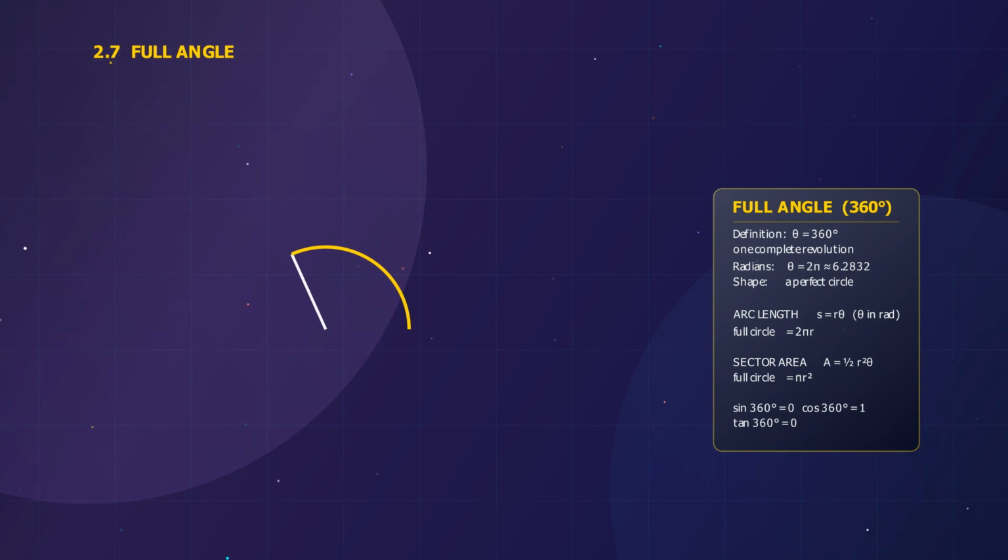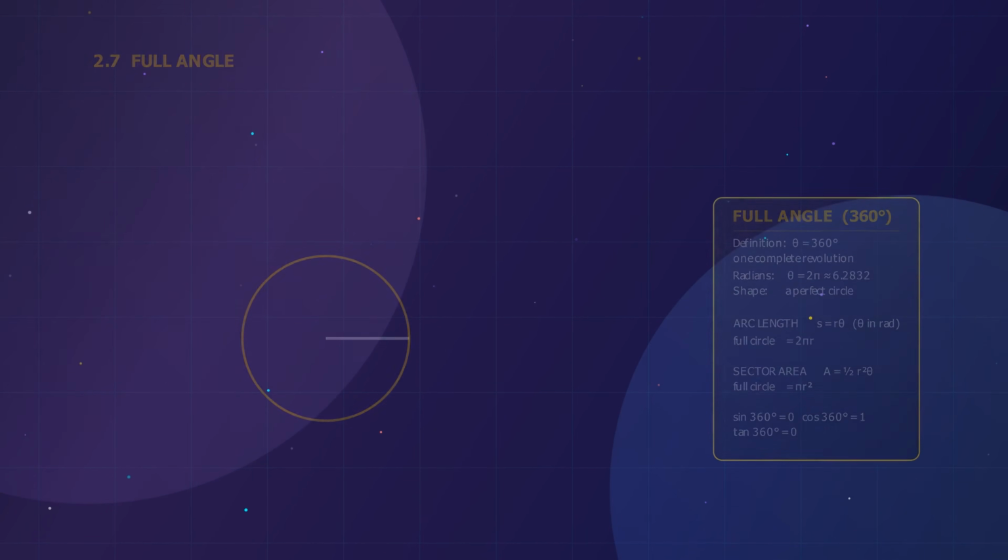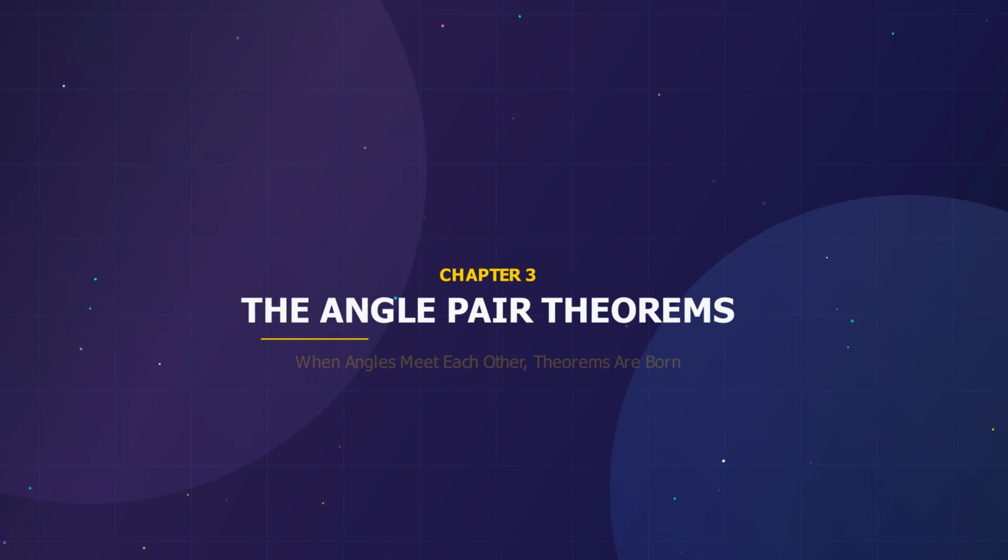And finally, the most complete of all angles. The full angle: 360 degrees, one complete revolution. Every full circle in the universe, the orbit of planets, the spinning of galaxies, the rotation of atoms, is a 360-degree full angle. When angles meet each other, theorems are born.